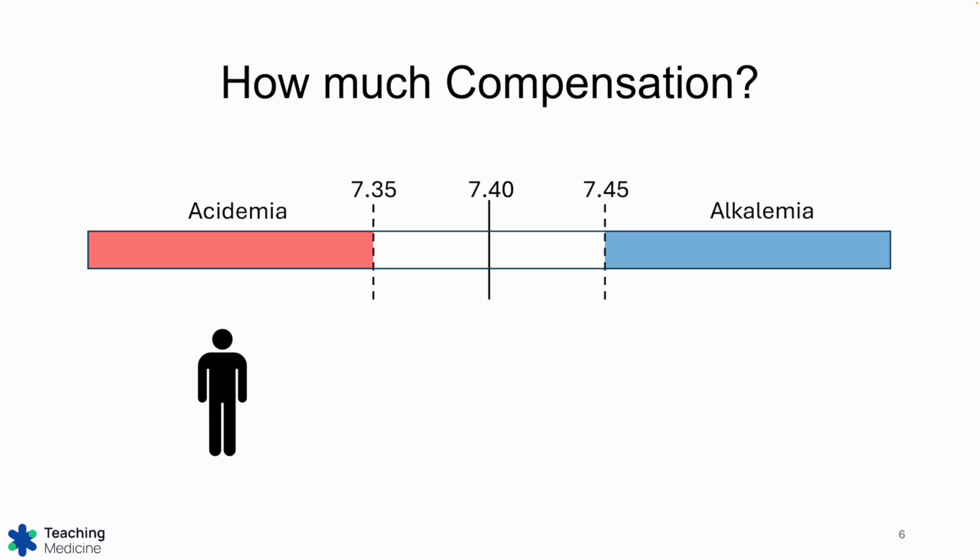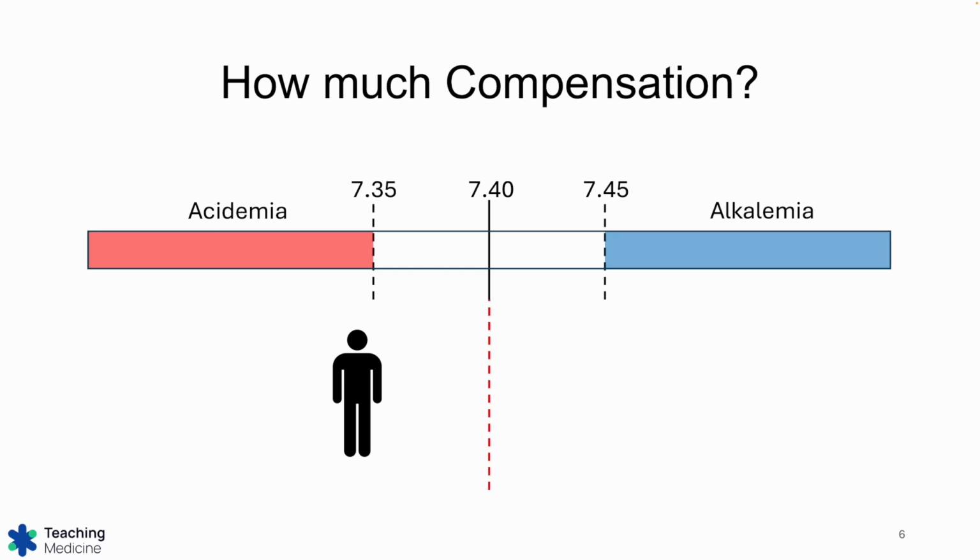A full compensation never corrects the pH all the way. You see how the little man there is still in the acidemia zone. His pH is still just a little bit less than 7.35. This is normal compensation. It undercorrects.